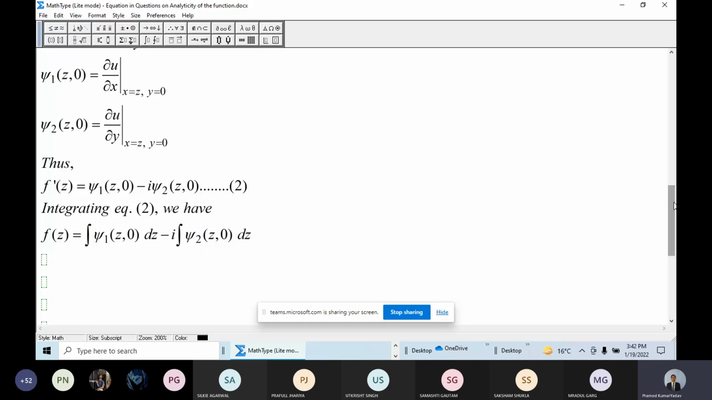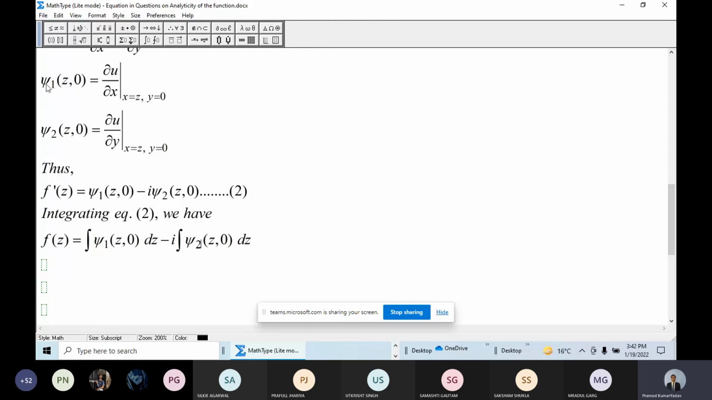It means what we should do, if the real part is given, again I'm summarizing all these things. If the real part is given, then don't do anything, just find the value of psi 1. How can we find psi 1? Just differentiate u partially with respect to x and use x equal to z, y equal to 0. Psi 2: differentiate u with respect to y and use x equal to z and y equal to 0. After finding the value of psi 1 and psi 2, we can find the value of f z directly as integration of psi 1 z0 minus i times psi 2 z0. Simply by integration, we can find the value of f z.